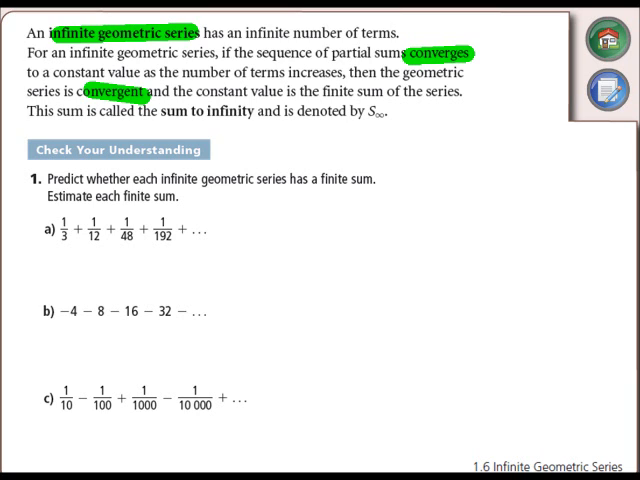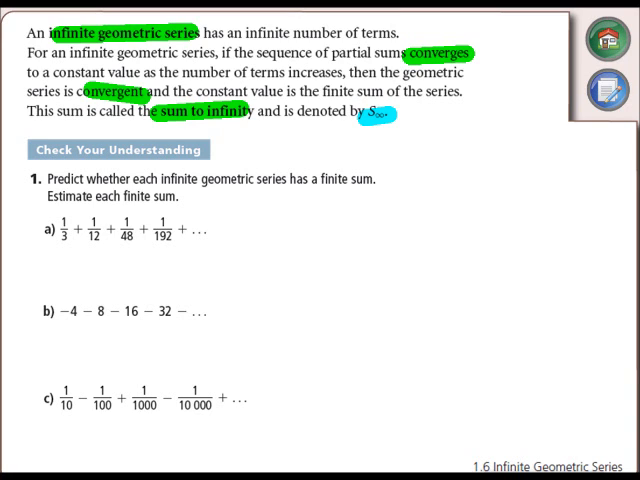Or in other words, we can go the sum to infinity, denoted like this. Love this symbol. A little fallen over 8. It's only going to work when it's converging. We've got to be coming towards a number, so we're adding less and less and less. All right, predict whether each infinite geometric series has a finite sum. In other words, can you find the sum to infinity? Well, 1/3, 1/12, 1/48, we're adding less and less and less. If we're adding less and less, then yeah, we're going to be able to.